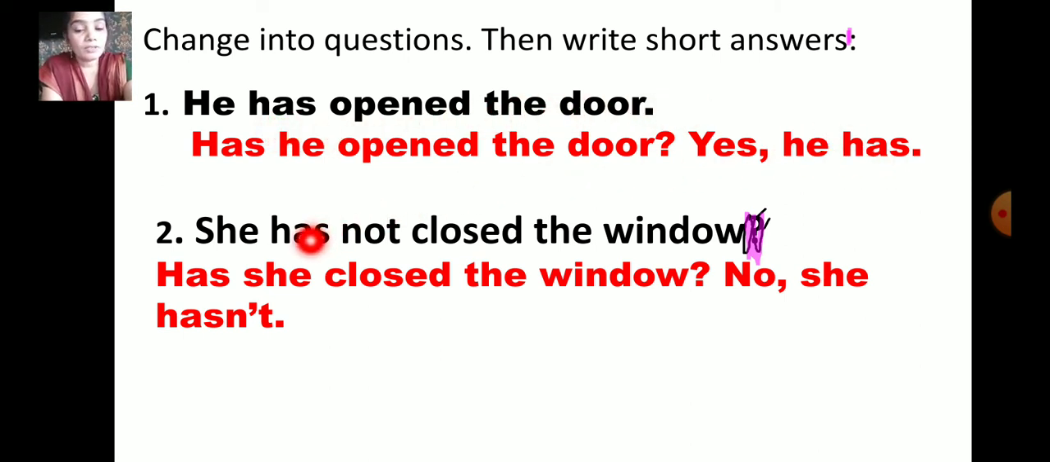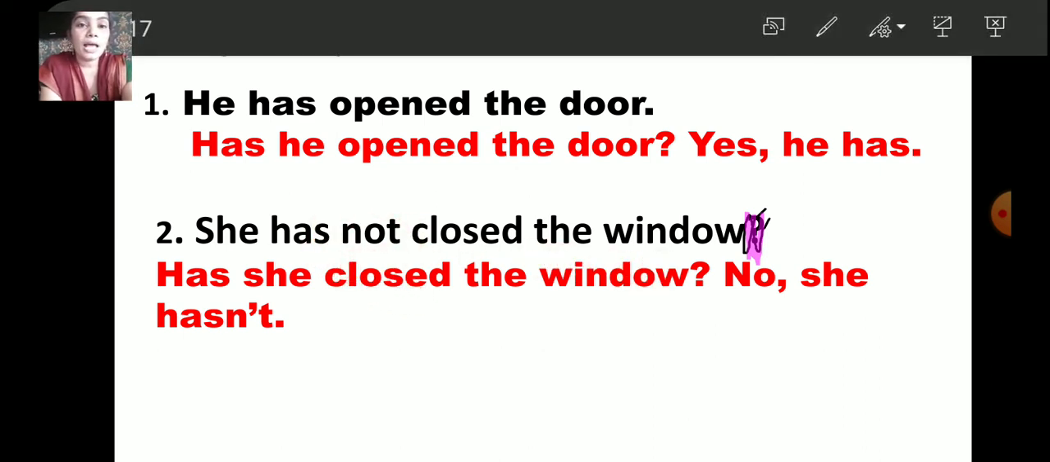So if your helping verb is has, you will use has. If it is have, then you will use have. But all the questions here are mentioned with has. So be careful here. It's very easy. You just have to put the helping verb first and the pronoun second. Has he opened the door? Yes, he has. Has she closed the window? Since not is there, no, she hasn't.